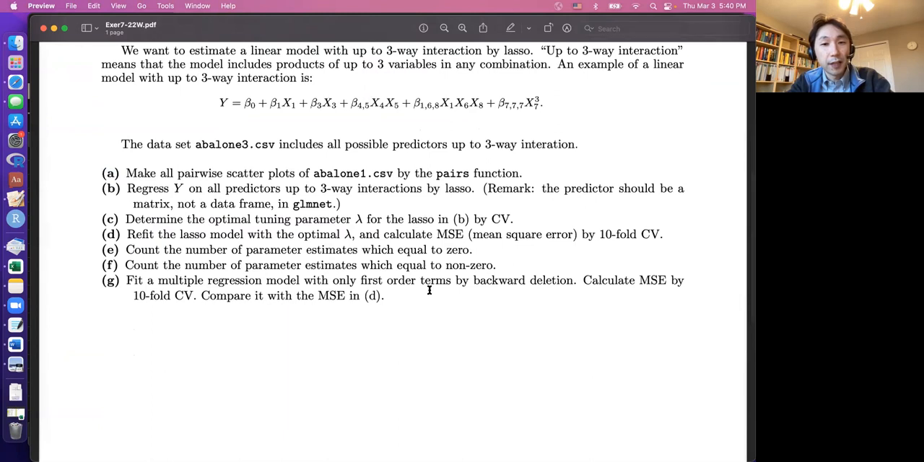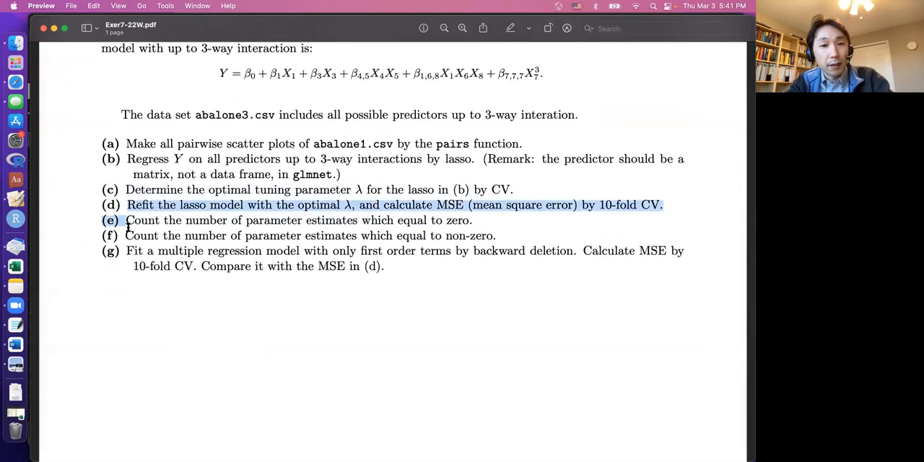So we have 197 predictors, maybe, and we have to optimize lambda. So determine the optimal parameter lambda by cross validation. And after we find the best cross-validated lambda, then we decide the model and count the number of parameter estimates which are equal to 0. So Lasso makes many parameters equal to 0.